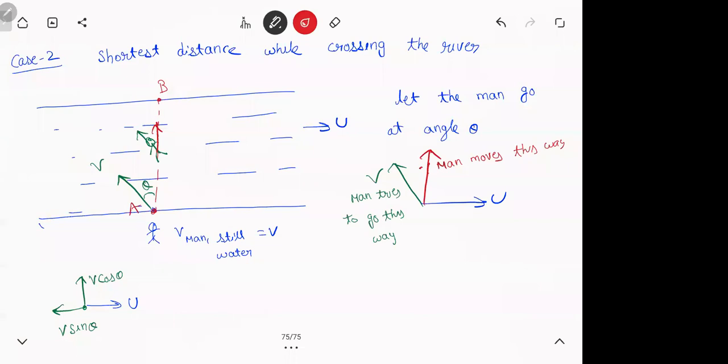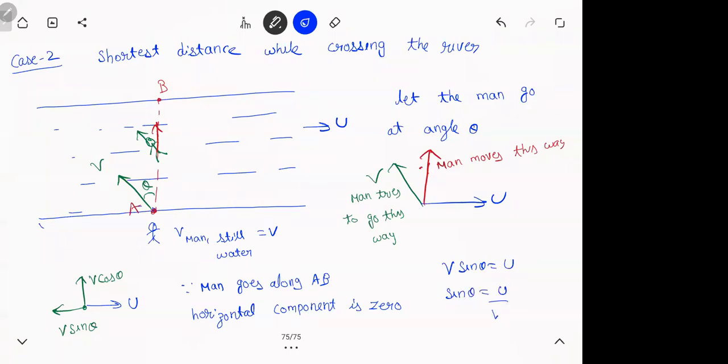So now how should the man go? Since the man goes vertically, along AB, the horizontal component should be 0. Because if the horizontal component is not 0, he will go at an angle. So what is the horizontal component here? V sin theta is equal to U. So sin theta is U by V. If the man swims at this angle, he will go in a straight line. Put it down. On the next page, I'll give some more info on this.